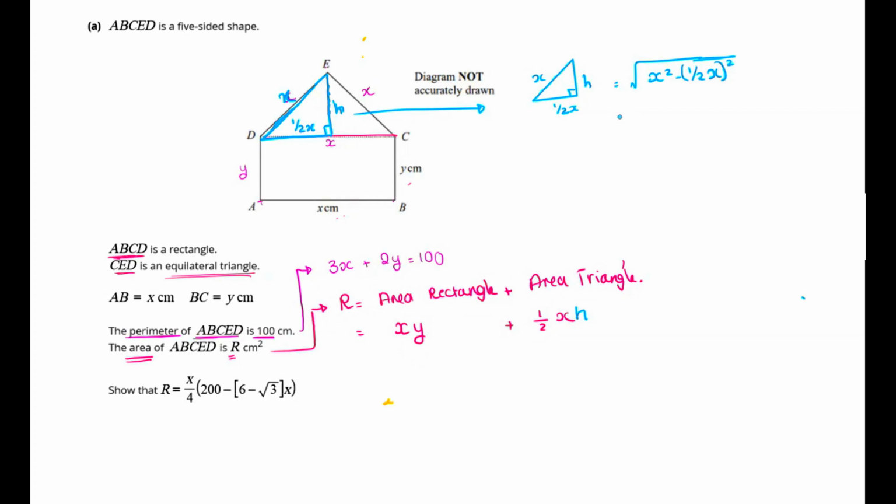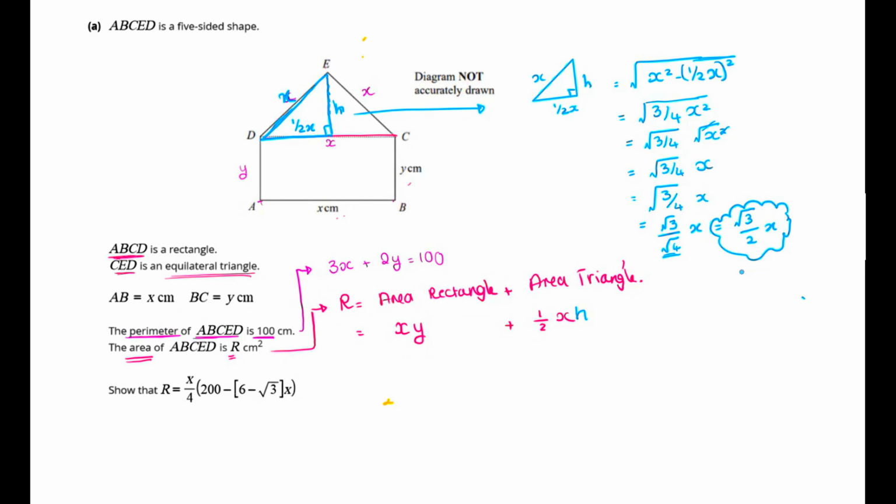Okay, so if I simplify this further, I will get the square root of 3 over 4 x squared. And I could also write it as this, square root of 3 over 4, and square root of x squared. So I end up with square root 3 over 4 times x, because the squared and the square root cancels out. Okay, I could also simplify that a bit more. If I've got the square root of 3 over 4 x, that's the same as square root 3 over square root 4, x. Square root 4 is 2. So I could just write it as root 3 over 2 x. Okay, so this over here is my h.